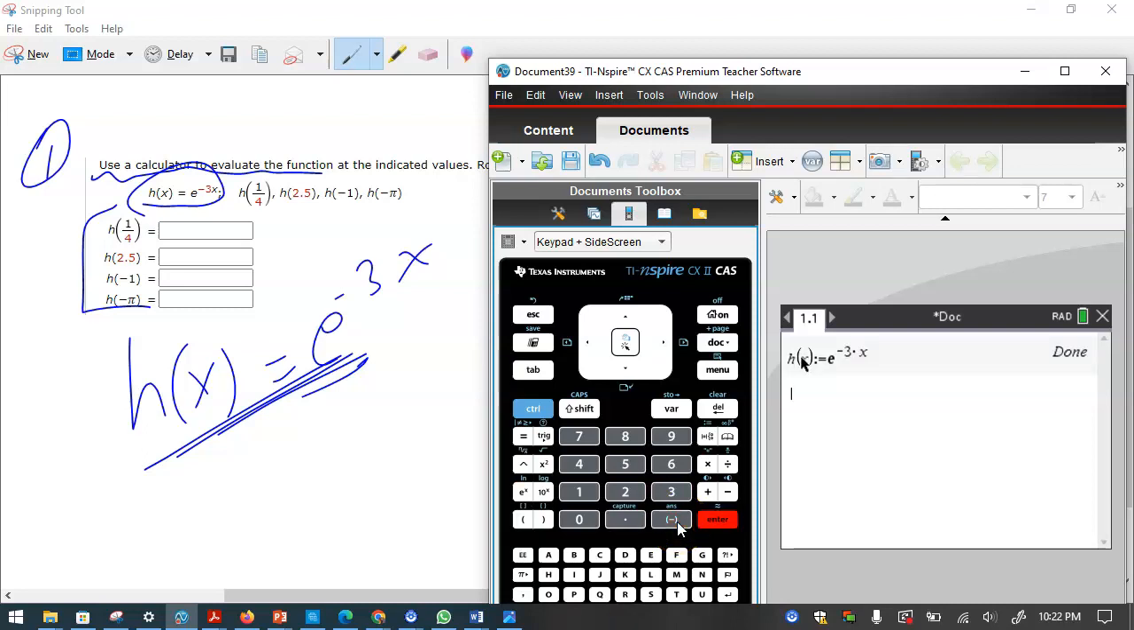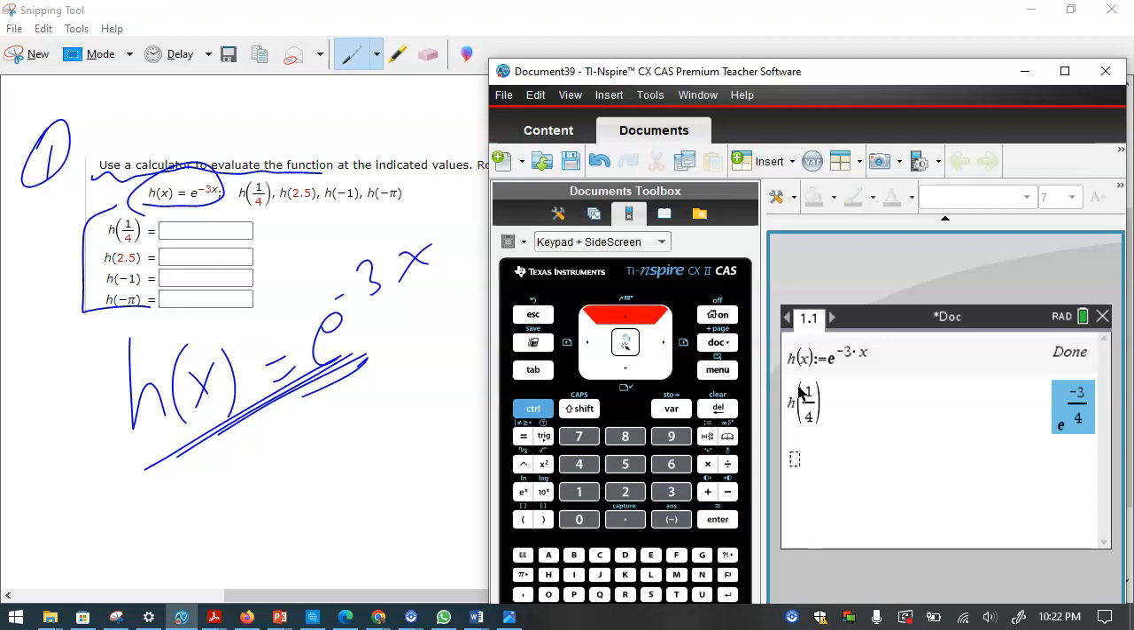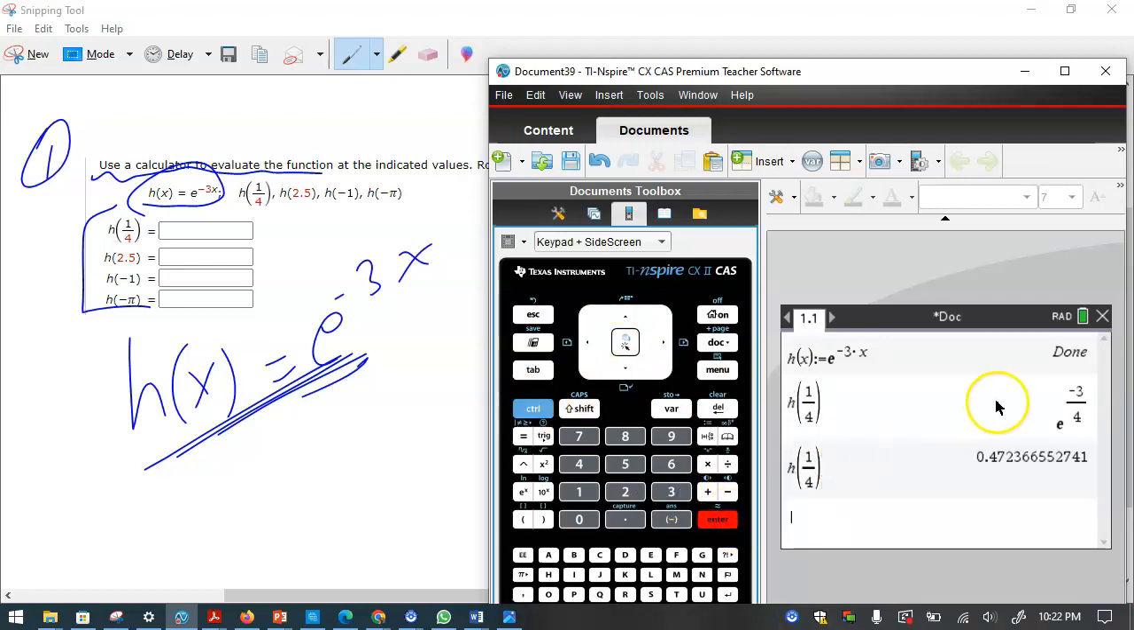So that is done. Now the first question asks for h of 1/4. So put h and just put 1 divided by 4 and enter. But then you won't get the decimal answer, so go back and press Control Enter so that you get a decimal. You're supposed to write this decimal to three places. Right now this answer will be 0.472, because the digit after is 3, which is less than 5, so I can just keep 472.